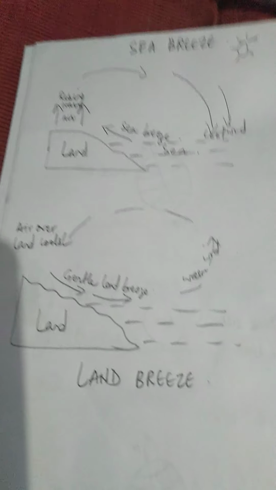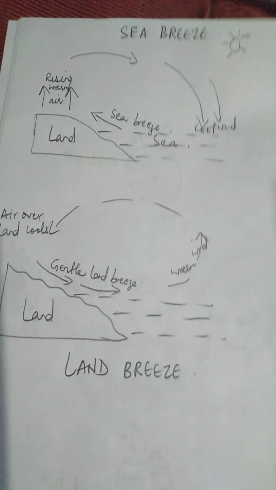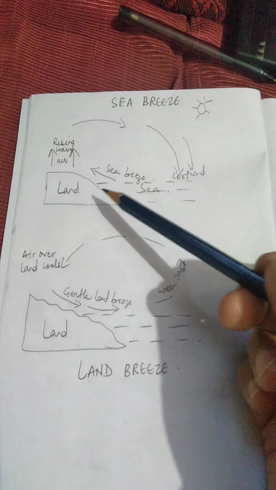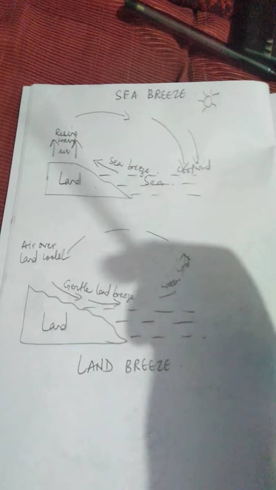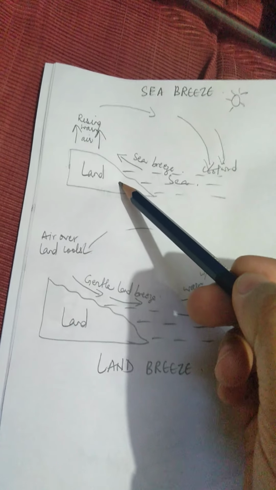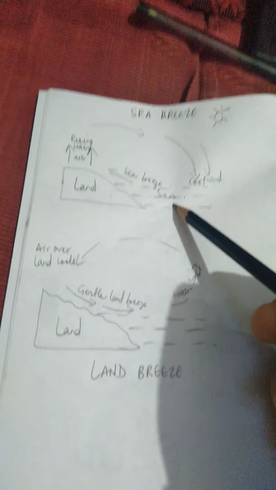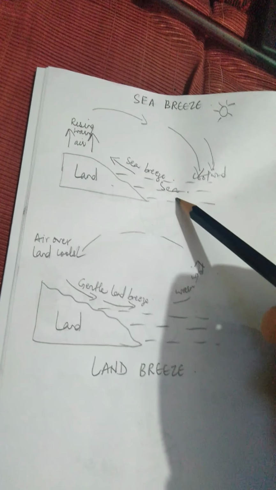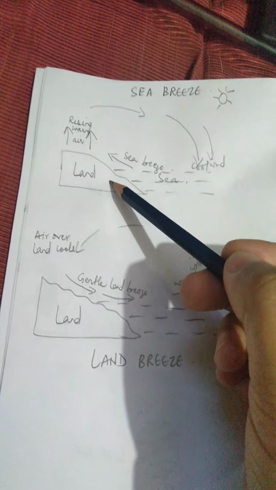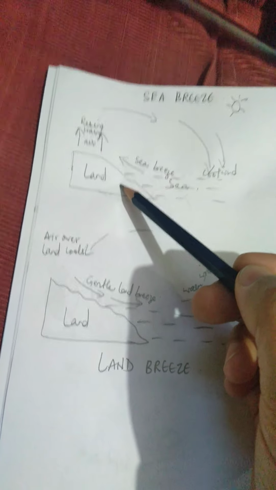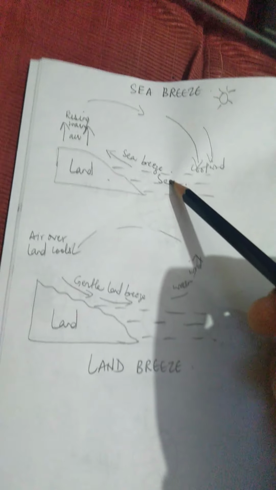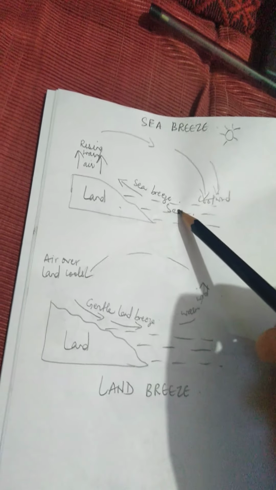So, what is a sea breeze? During the daytime, the land gets intensely heated. As I've already told you, the land gets heated by the process of conduction, whereas a water body gets heated by the process of convection. Meaning the land gets heated very fast and cools down very fast, whereas a water body takes a long time to get heated and also takes a long time to cool down.